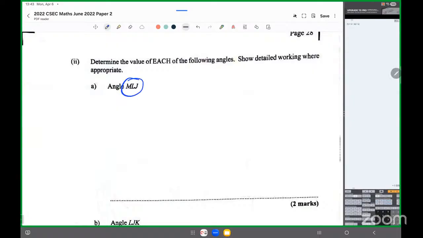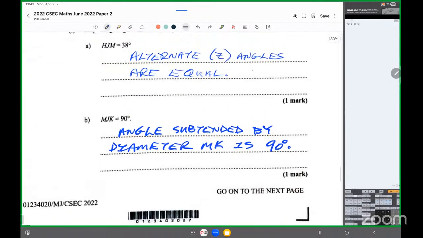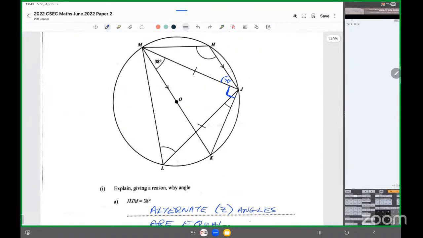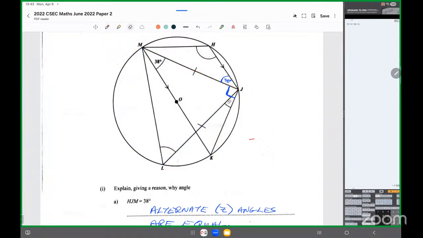First angle I want is MLG. Let's see what that is. MLG. That's this angle right here. I was telling you that this angle is subtended by this red chord. Oh, let's look at it again. They're asking us for this angle, right? Right here.